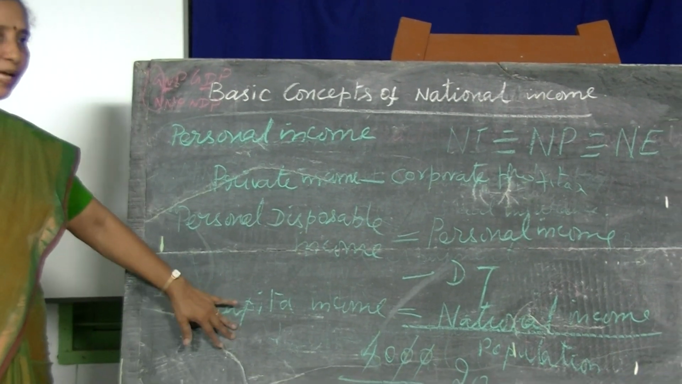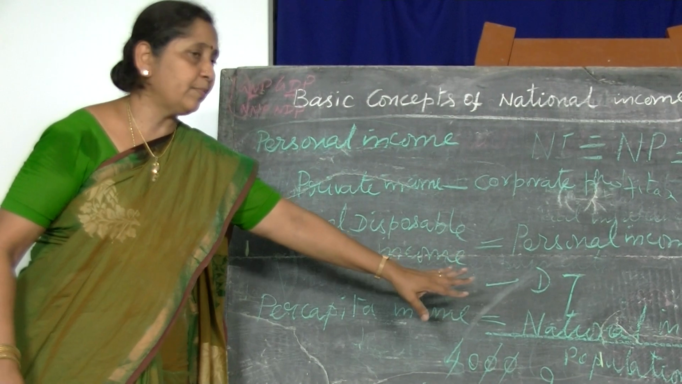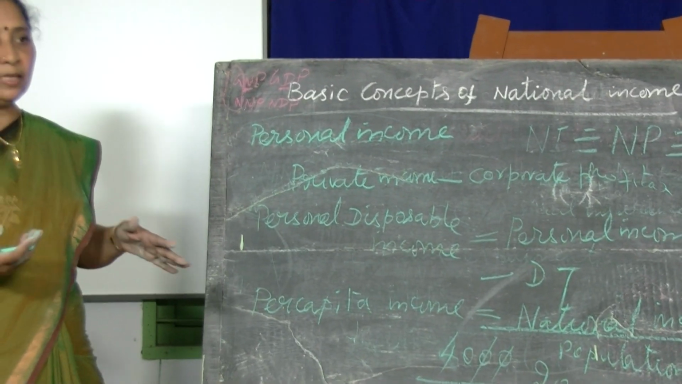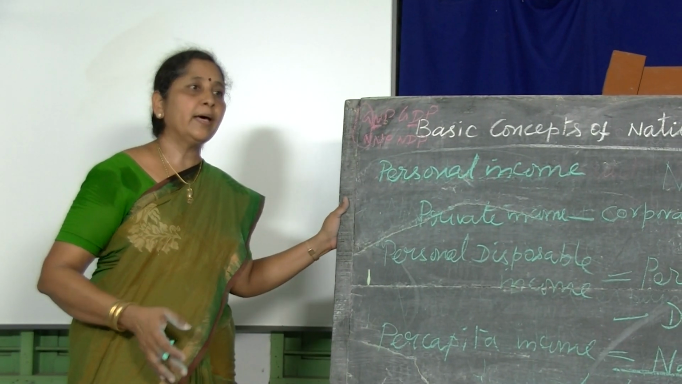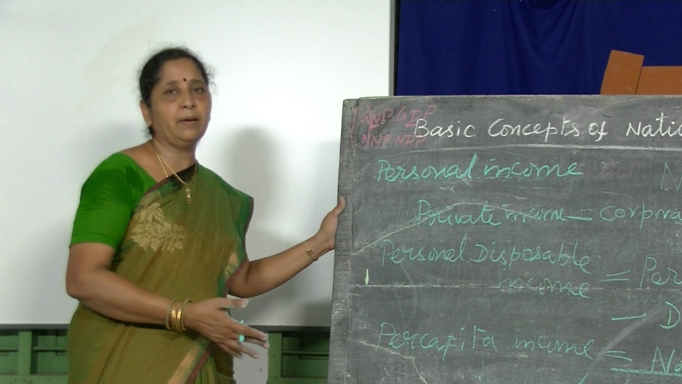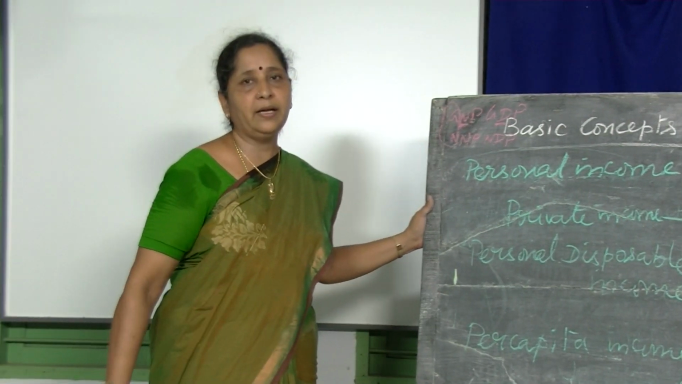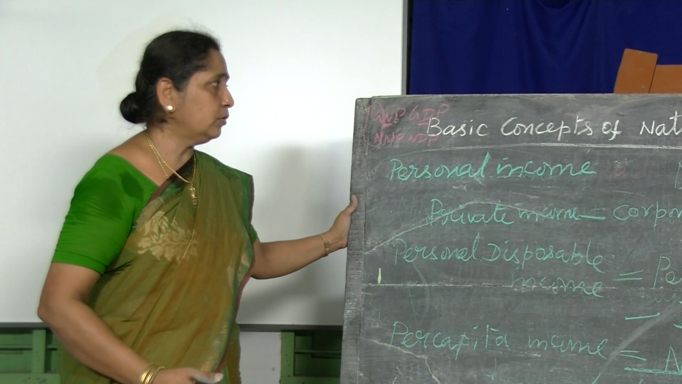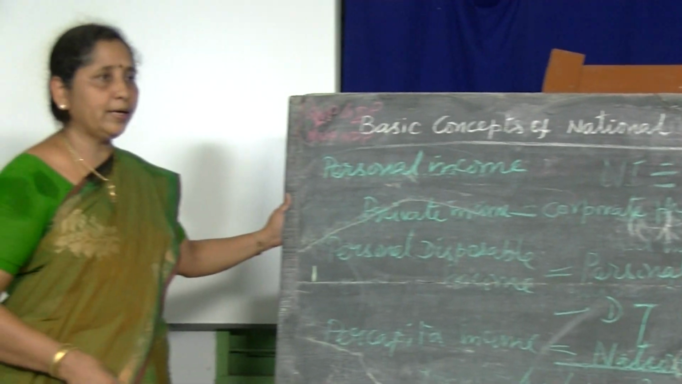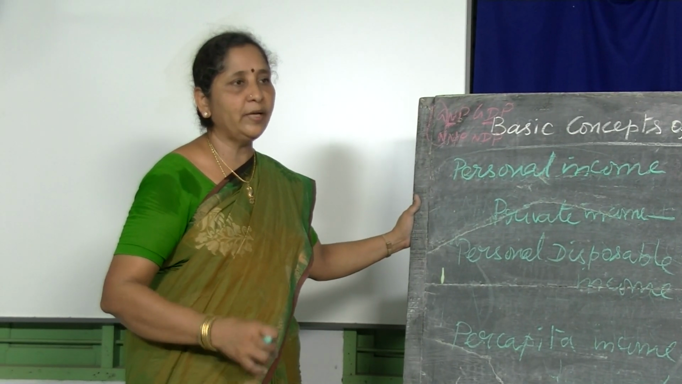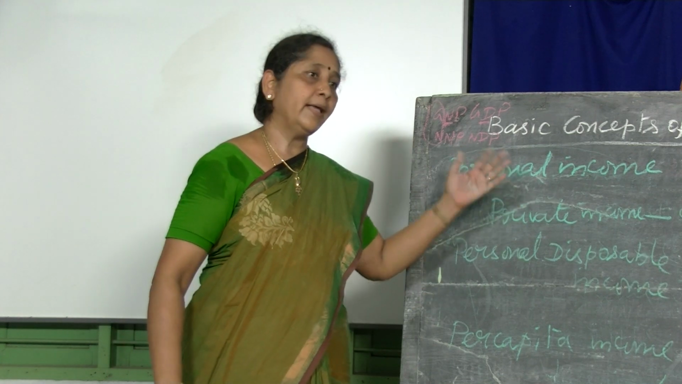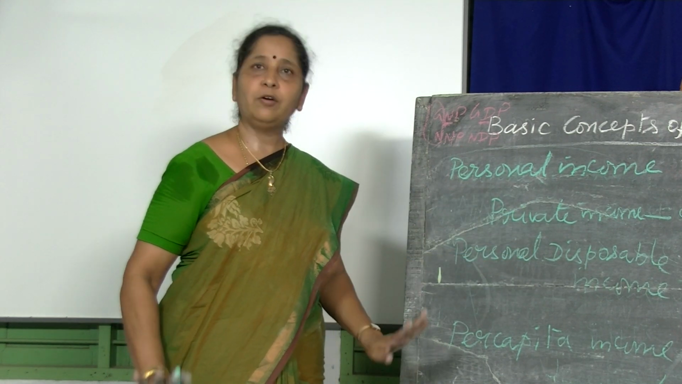Next, the last one is per capita income. National income divided by population will give you per capita income. Whether per capita income is higher or lower depends upon the rate of change in both the population and national income. So with this we conclude the basic concepts of national income, and as I told you already, you can work out numerical examples for all these, and you can very easily understand. Next class we will deal with the measurement of national income.